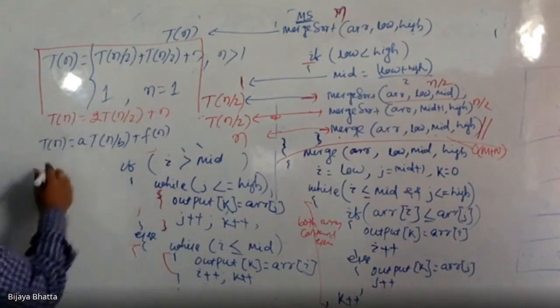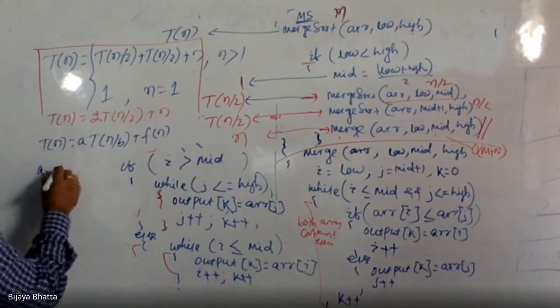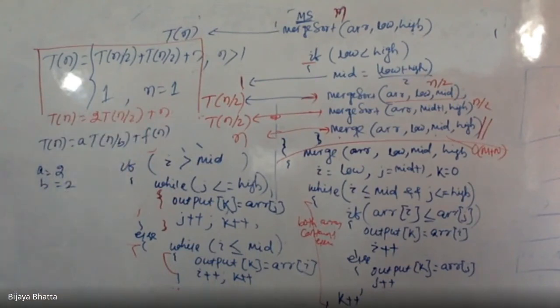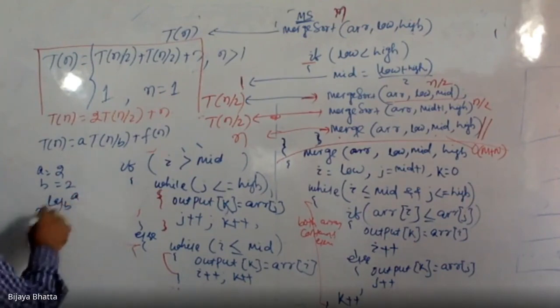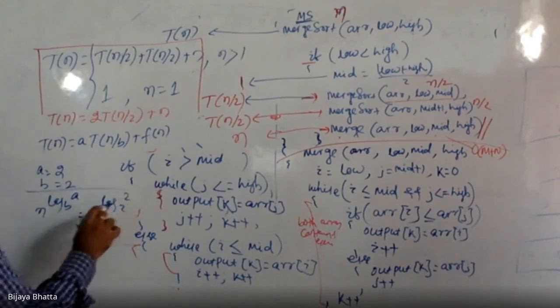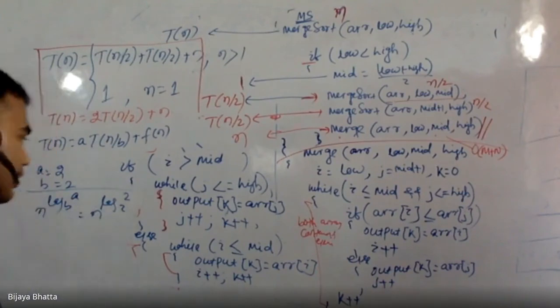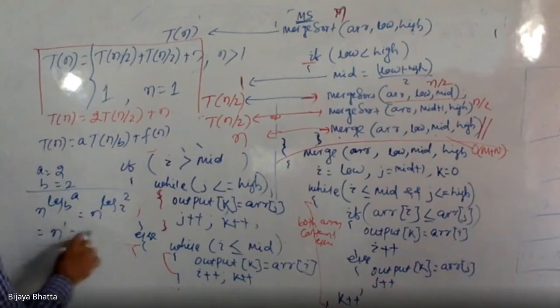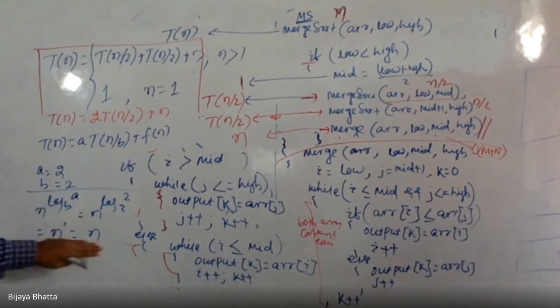So what is a in this example? A is 2, b is 2. Then what the master theorem says is, let's compute n to the power log a base b. So if you calculate n to the power log 2 base 2, log 2 base 2 is 1. So this is n to the power 1, which is n. Once you compute n to the power log a base b, it is n.